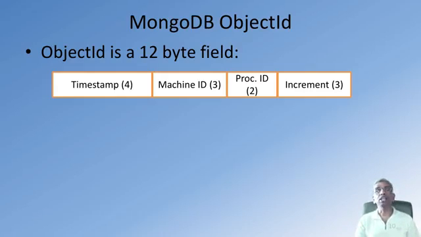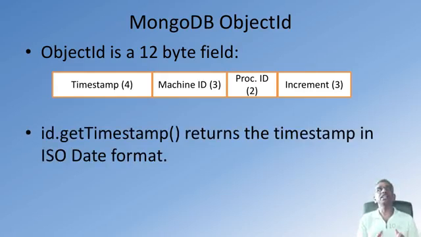Not only that, given an ID, you can easily retrieve information from this ID. So for example, you can get hold of the object ID and then call the getTimestamp method of the object ID, and this will return the timestamp in the ISO date format. So that will enable you to identify when this document has been created.